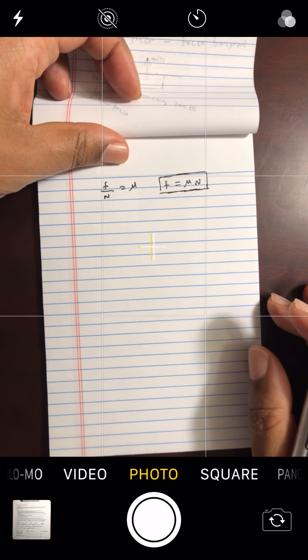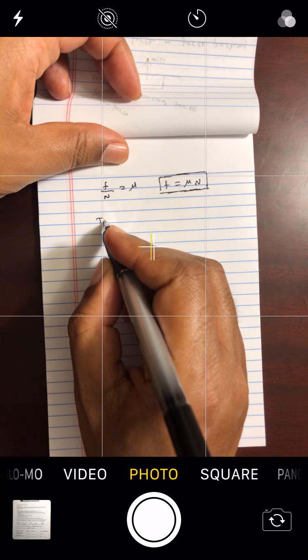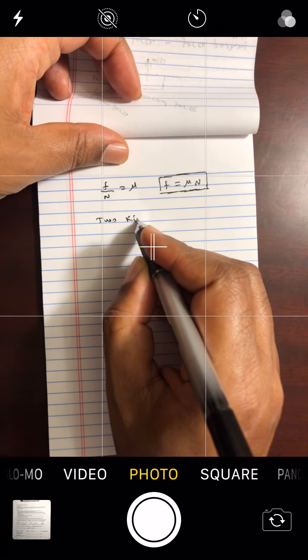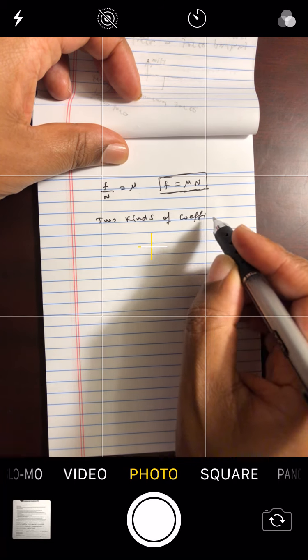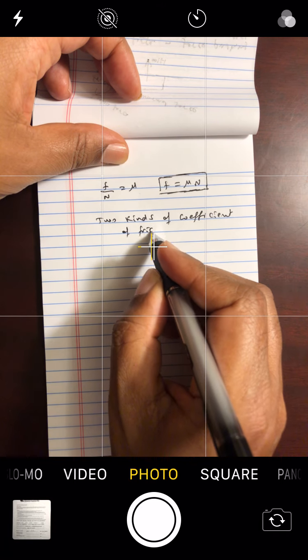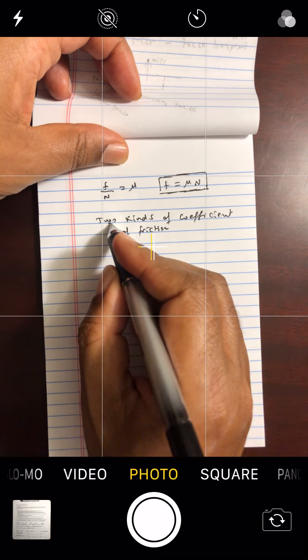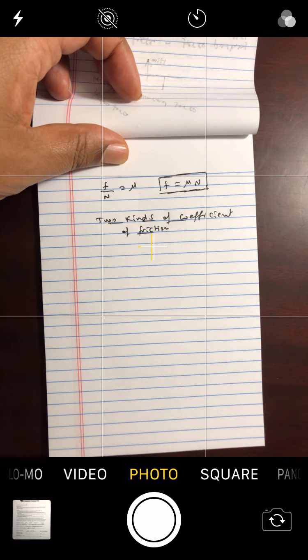Okay? Now, there are two kinds of coefficient of friction. Okay, so let's look at these two kinds of coefficient of friction.